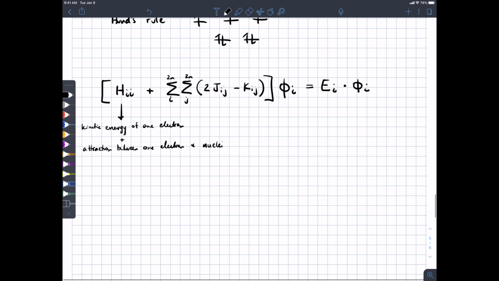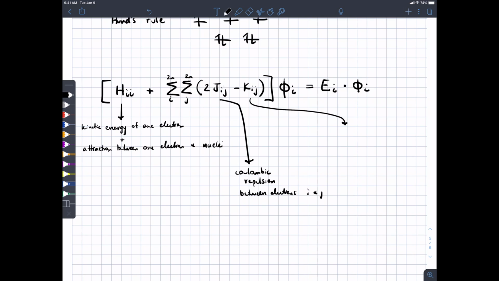The J term gives you Coulombic repulsion between electrons i and j. The K term offsets that somewhat. It's stabilization for i and j with parallel spins. It's only non-zero when the spins are parallel.